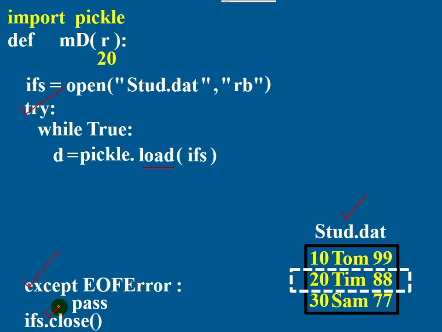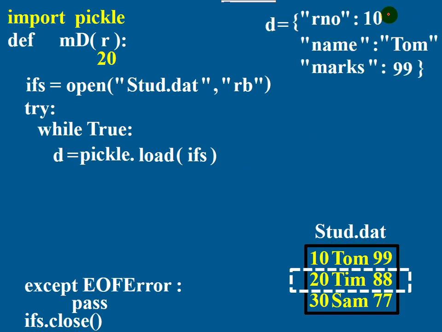Once the use is over, you can close the file. Now pickle.load will read the first dictionary from the binary file, and it is stored in variable D. If the roll number present in D equal to R, so how do you get the roll number present in D? Name of the dictionary, square bracket, key will give you the corresponding value. So you can write if D of RNO equal to R, means this is the record to be modified.